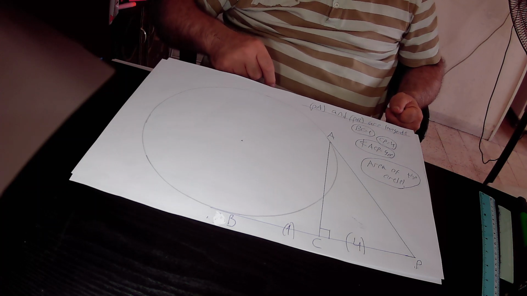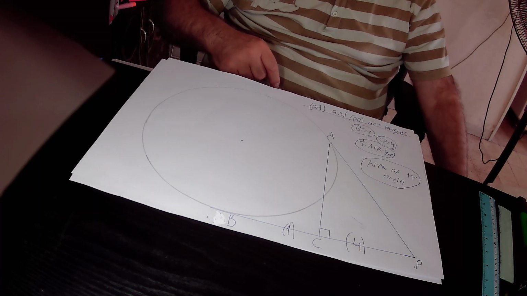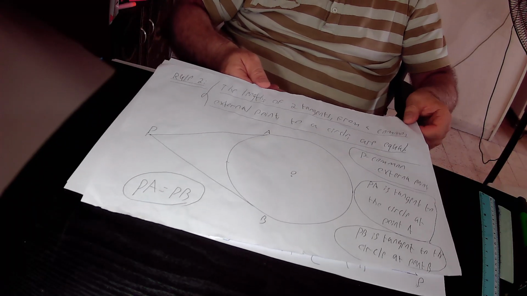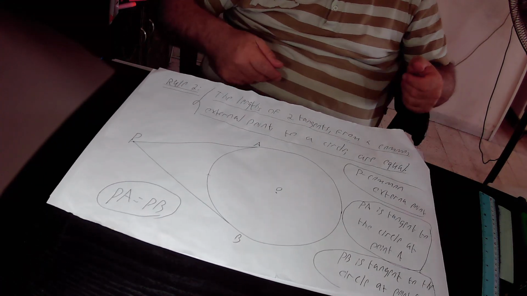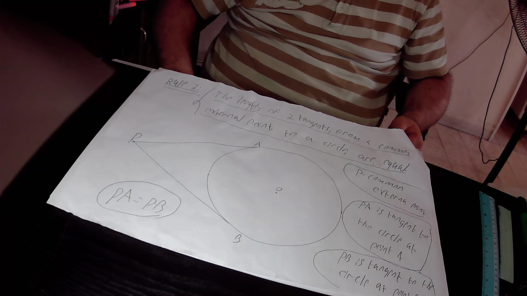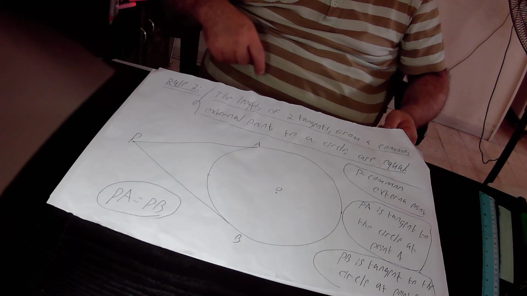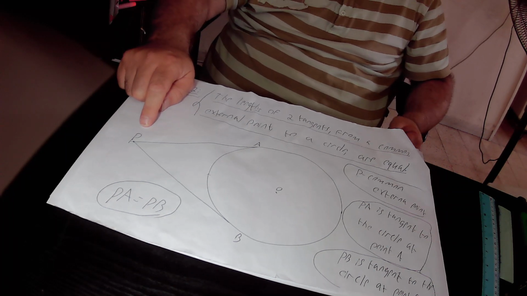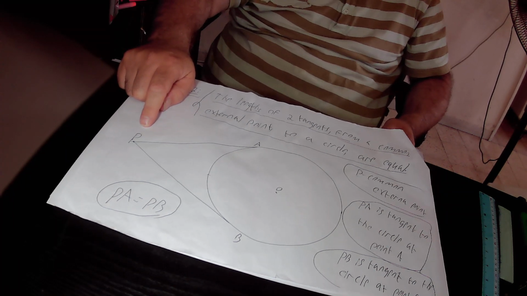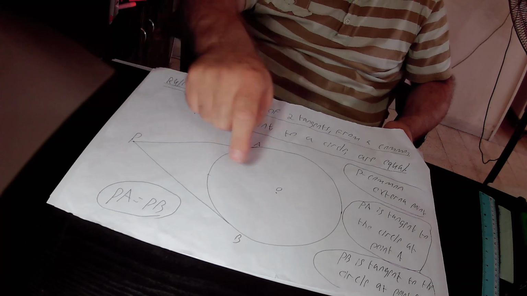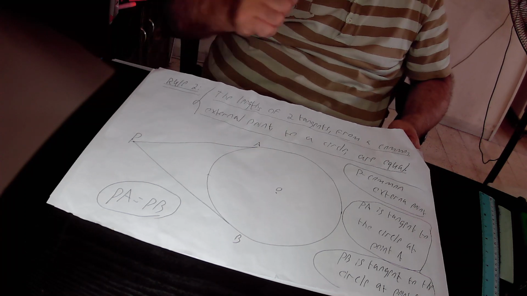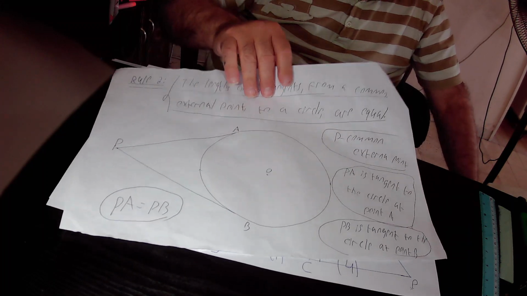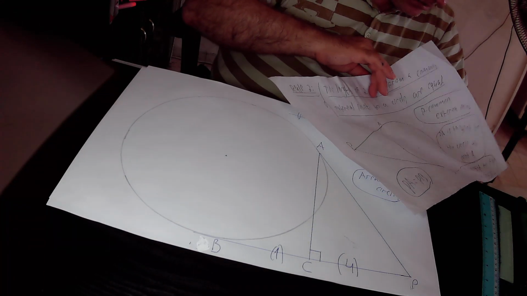So first of all, we can implement rule 2. According to rule 2, the lengths of two tangents from a common standpoint to a circle are equal. So in the drawing we have a circle, and this is the common standpoint point P. From P, we have two tangents to this circle, tangent PA and tangent PB. According to rule 2, they are equal to each other. That is to say, PA equals PB. So we can implement rule 2 in our drawing.